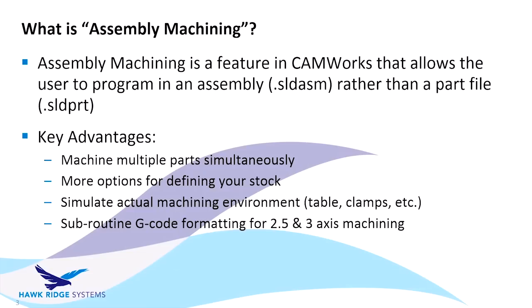Also, assembly machining allows you to use subroutines in your G-code. So if your post and your controller support it, we can output subroutines in 2.5- and 3-axis machining operations. So let's get to work.